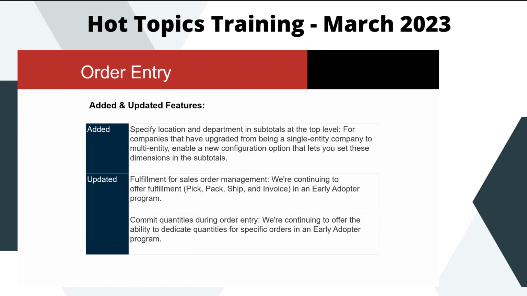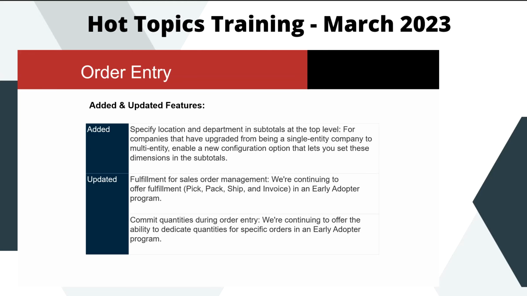We all know that order entry is also a feature that is of big use within Sage Intacct. One of the added features that we have is to be able to specify the location and departments in the subtotal at the top level. For any companies that have upgraded from being a single entity company to a multi-entity company, enabling a new configure option will let you see these dimensions in the subtotal. These can be used within this new capability.